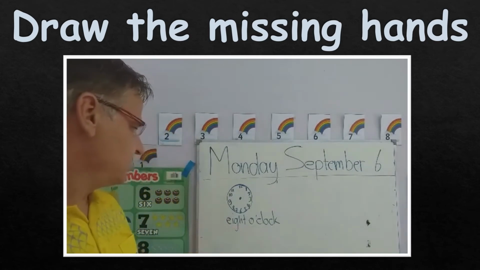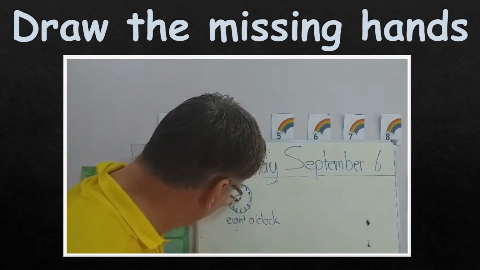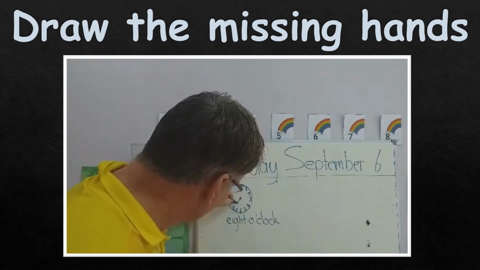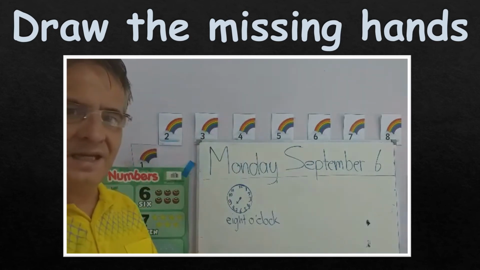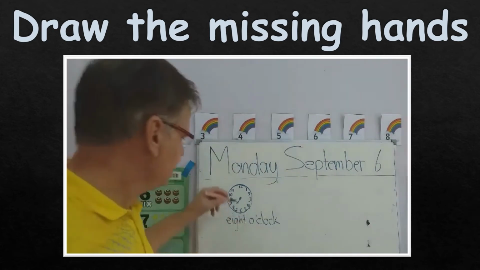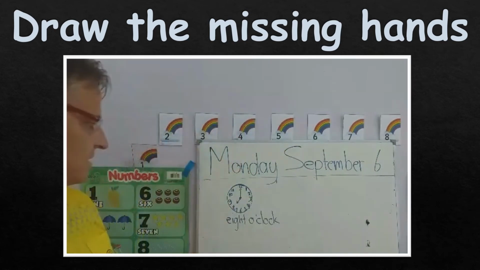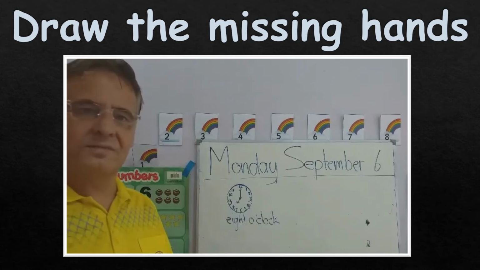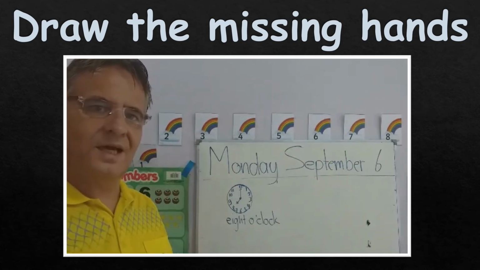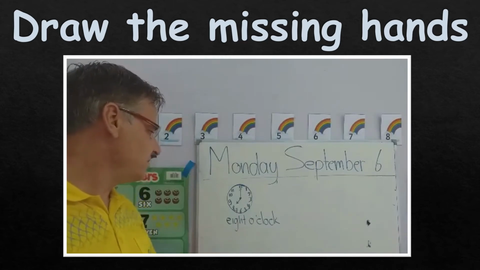So 8. We know if it's 8 o'clock exactly that the hour hand will point at the 8. So the short hand will point at the 8. And it's 8 o'clock, so the minute hand will point at the 12. Now the clock shows 8 o'clock. Okay, so we will do that with 5 more, so you can already do this one.